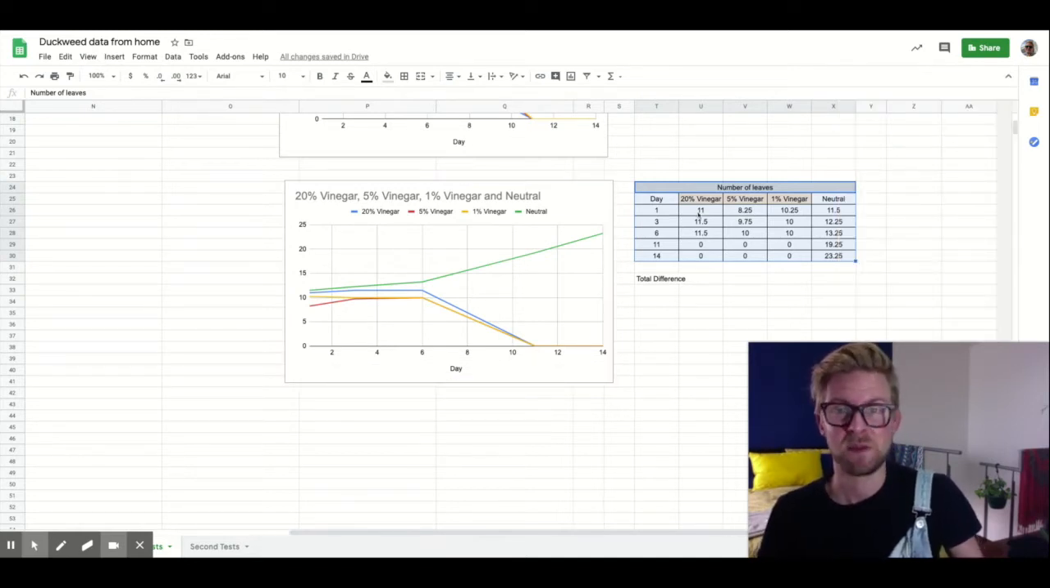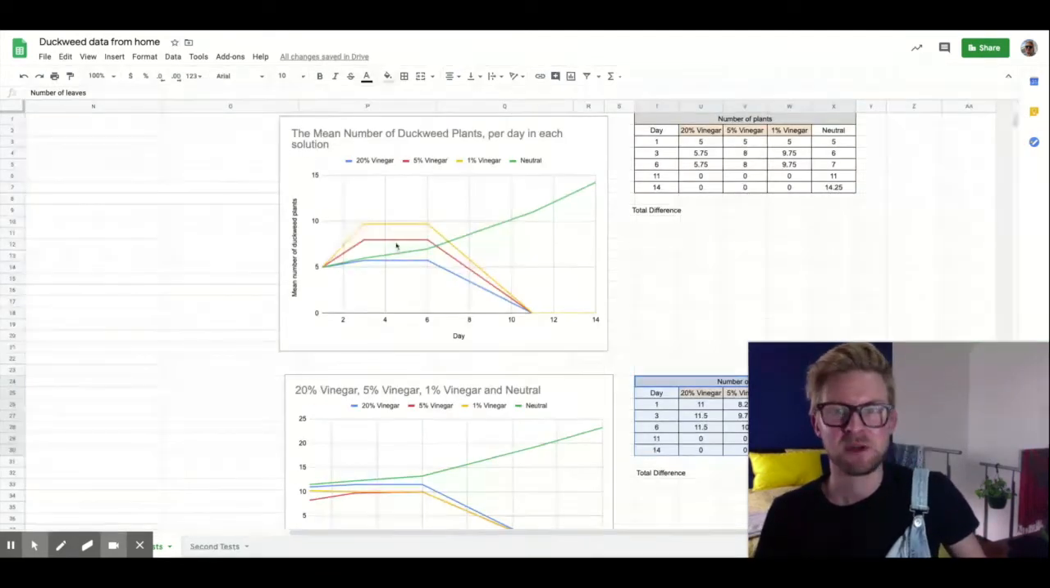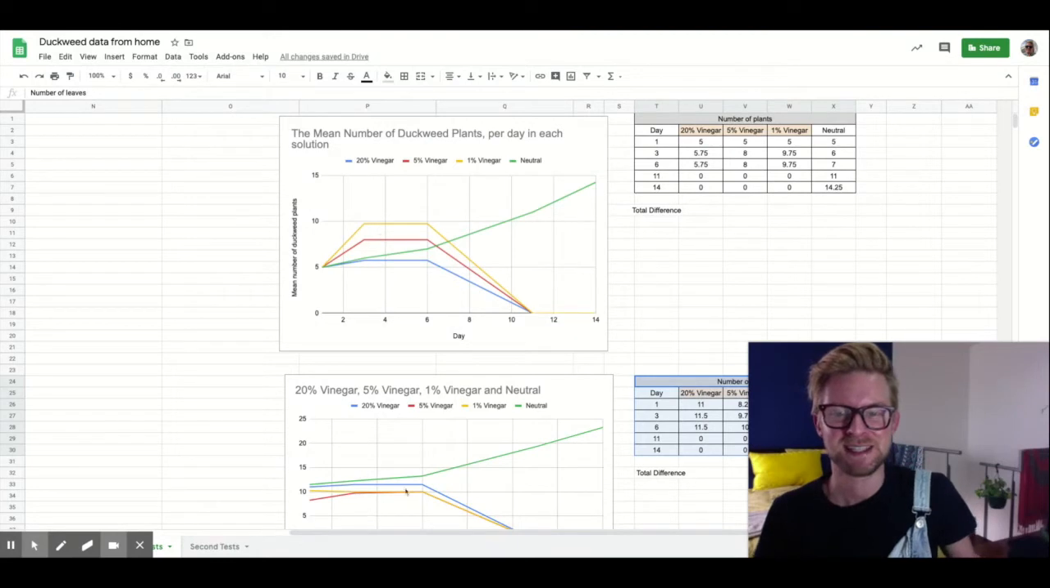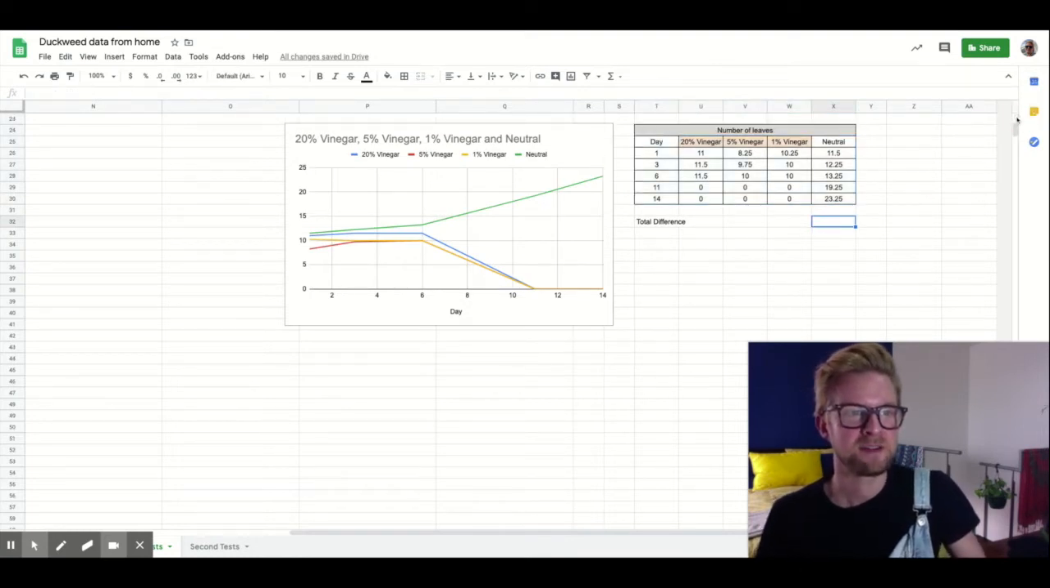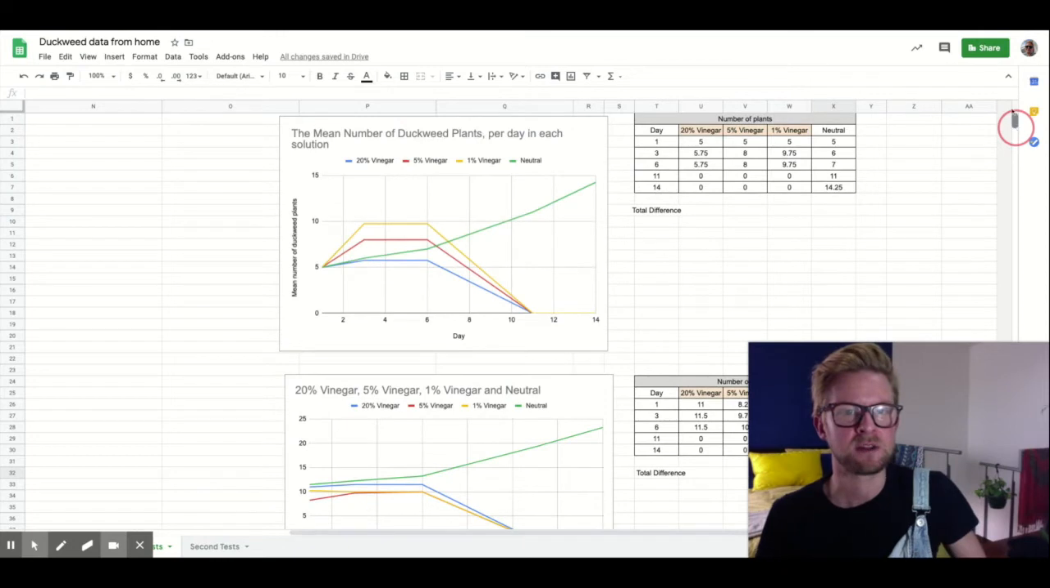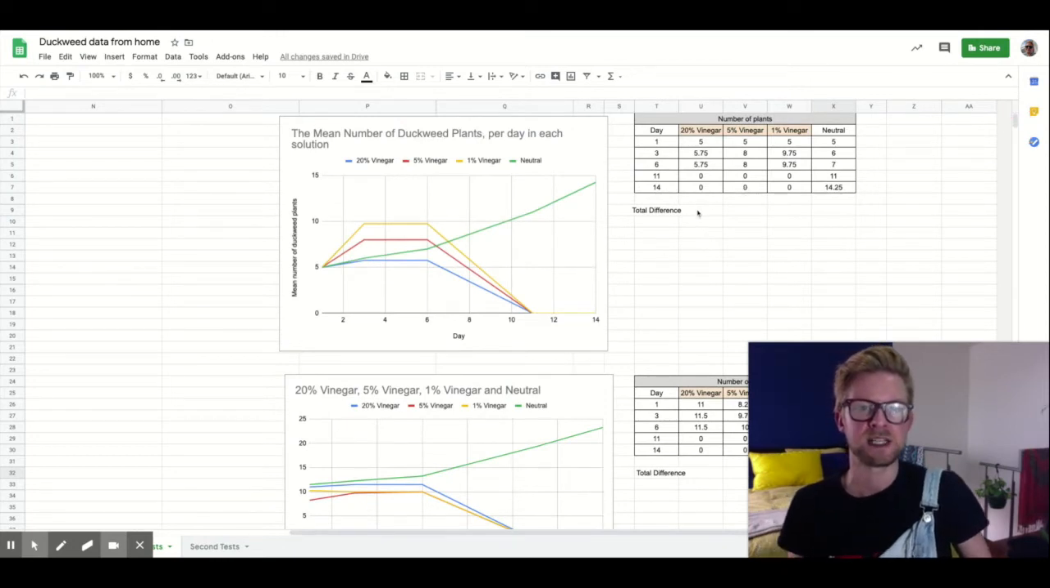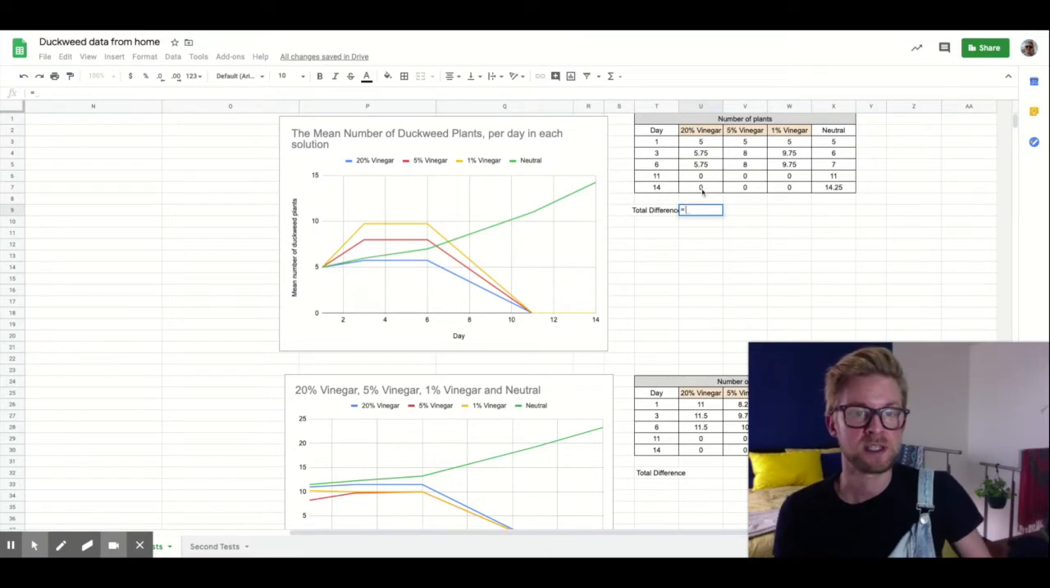That is what makes this data really, really cool. I can tell that even though there was an increase in plants, the amount of leaves for the vinegar solutions remained constant, and then they died. Let's do one more type of graph so that we can see more clearly what the real difference in the growth was. For that, I'm going to do a simple equation where I take my final and subtract my initial.